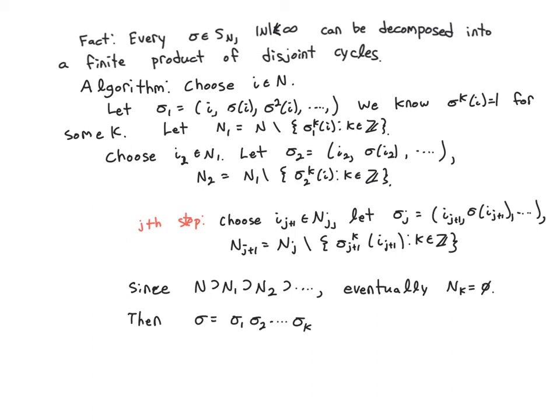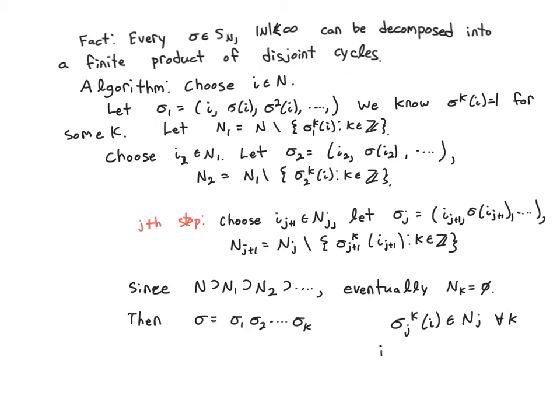And why should they be disjoint? Well, I guess there it would be enough to just point out that sigma_j to the k of i_j must be in N_j for all k. That must be true. In other words, whenever you create one of these cycles, the other elements on this cycle must also be in your leftover set. Why must that be true?